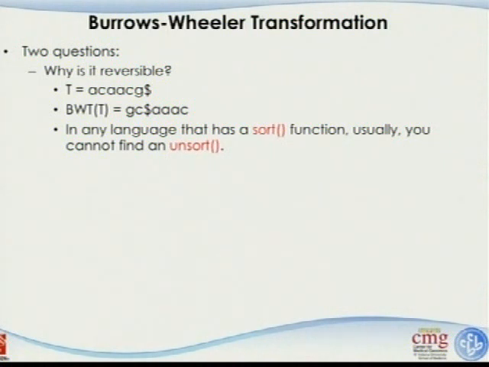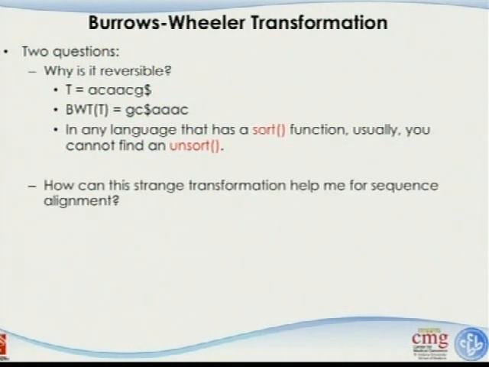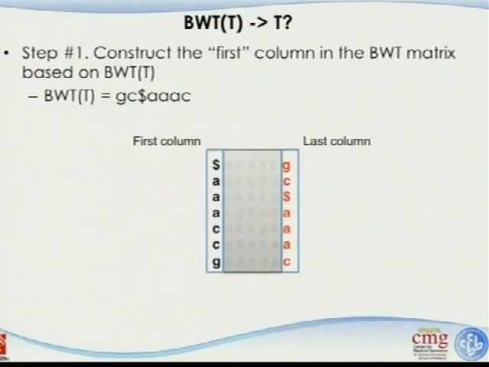Is that right? Okay. For this BWT, you can consider this as one of the sorts, and then you can do the unsort. So it's reversible. This is one of the major features of this transformation. But the second question, which is important: how can this strange transformation help me with sequence alignment? All right, let's go through that.